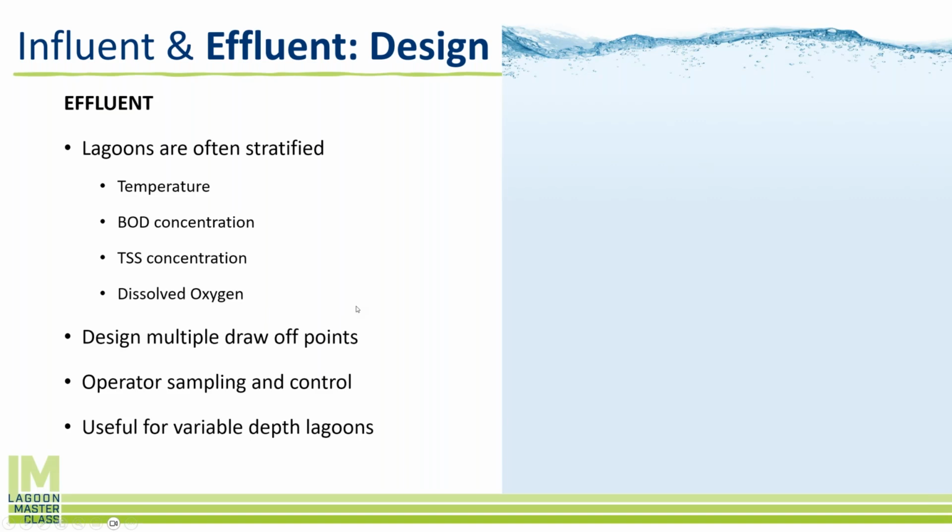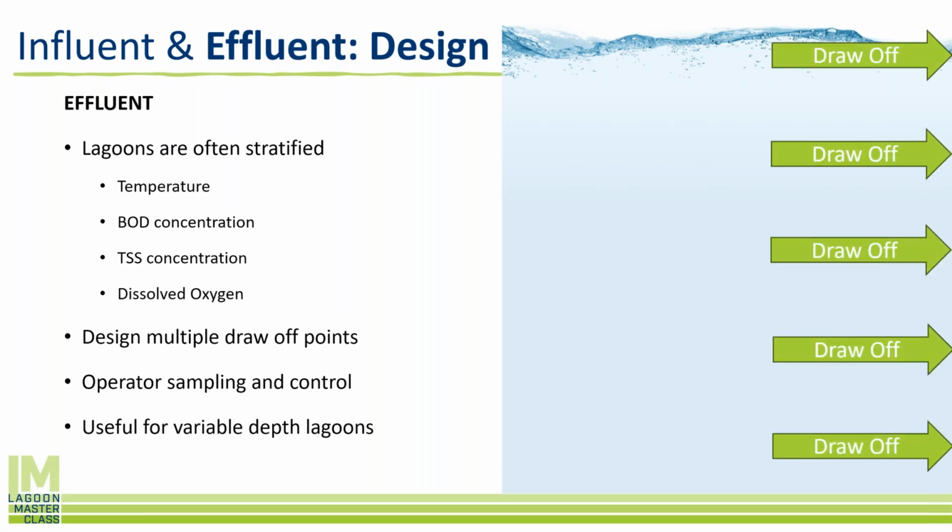Another thing to consider is an effluent manifold. And if the influent manifold was horizontal, we want the effluent manifold to be vertical, or to be at different levels at the back end of the pond. And that's because lagoons are often stratified. The water at the bottom of the pond is going to be different than the water at the top of the pond, unless it's very well mixed. We've got to be careful.